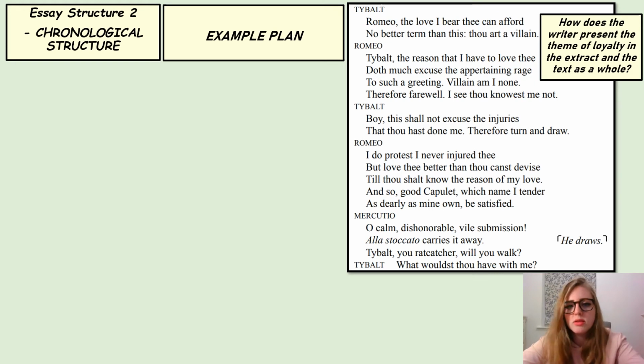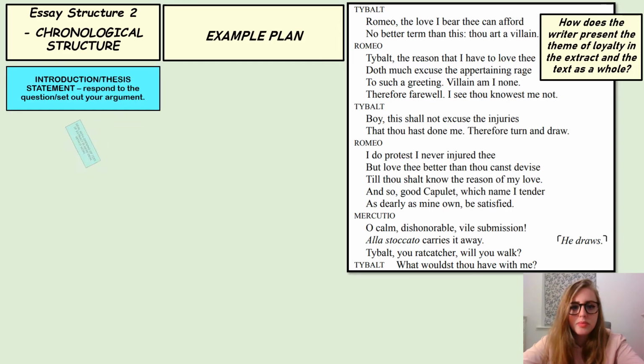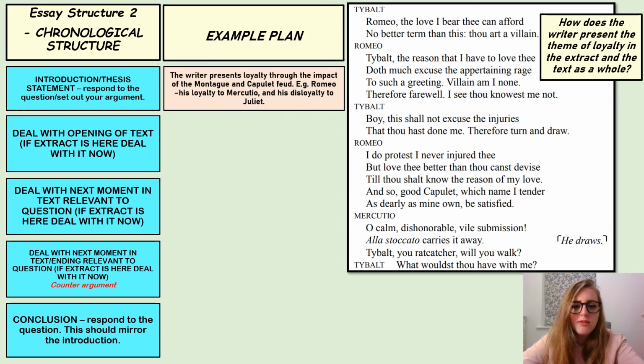I always think that something like loyalty or betrayal is going to come up. I feel like it's just an interesting concept that doesn't really get talked about very much in Romeo and Juliet. So again, as you need to recap, just read through the chronological structure. It's just about getting them in the order that they come in the text.